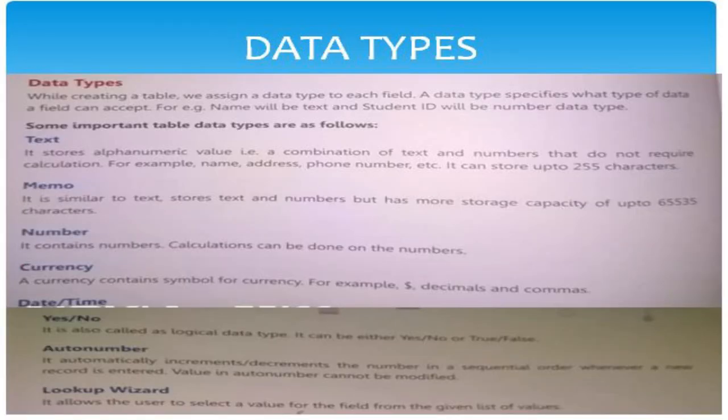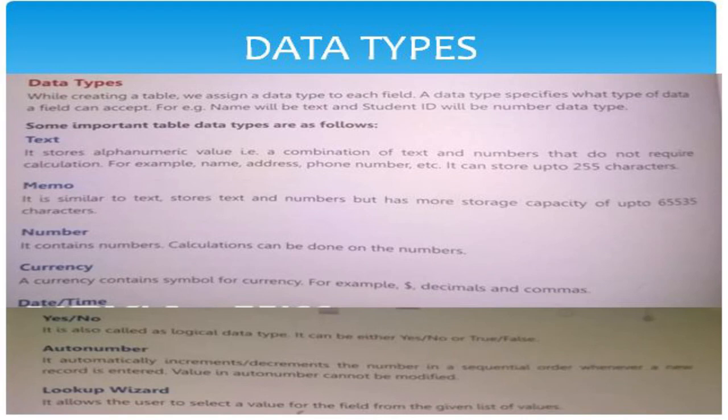Before going to create the tables in data sheet view and design view, first we need to know the data types. What are these data types? While creating a table, we will assign a data type to each field. The data type specifies what type of data a field can accept. For example, name will be text and student ID will be number. Name means what it will contain? It will contain alphabetic characters, so it is text. So name will be a text data type.